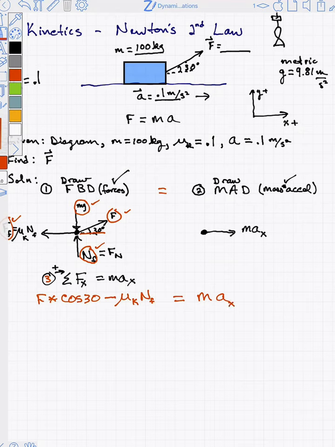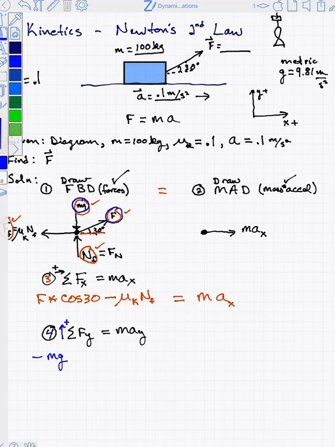So there we have the sum of the forces in the X. Now we sum the forces in the Y. Sum of the forces in the Y is equal to MAY. So we look at each force and say, how much of mg is in the Y? Well, all of it, except it's down, and we're saying that up is positive. So minus mg.